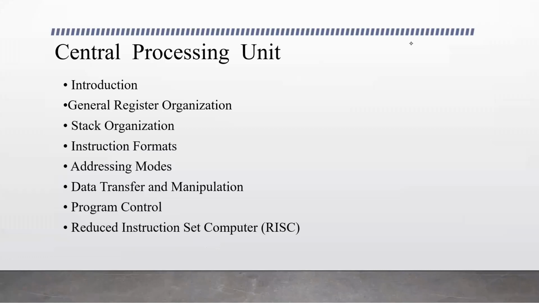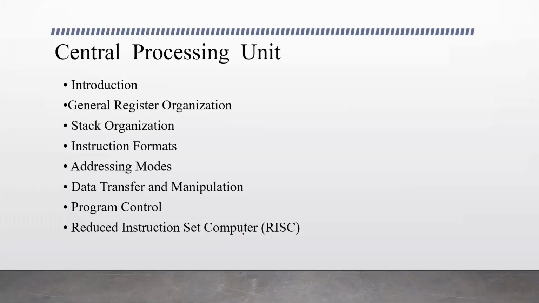In this chapter, we are going to discuss these topics: introduction, general register organization, stack organization, then instruction formats, addressing modes, data transfer and manipulation, program control. All these topics, instruction formats, addressing modes, data transfer and manipulation, have been introduced to you in the last chapter, but here we will learn all these topics in detail. Then program control, reduced instruction set computer, RISC. These are all the topics we'll be covering in this chapter.